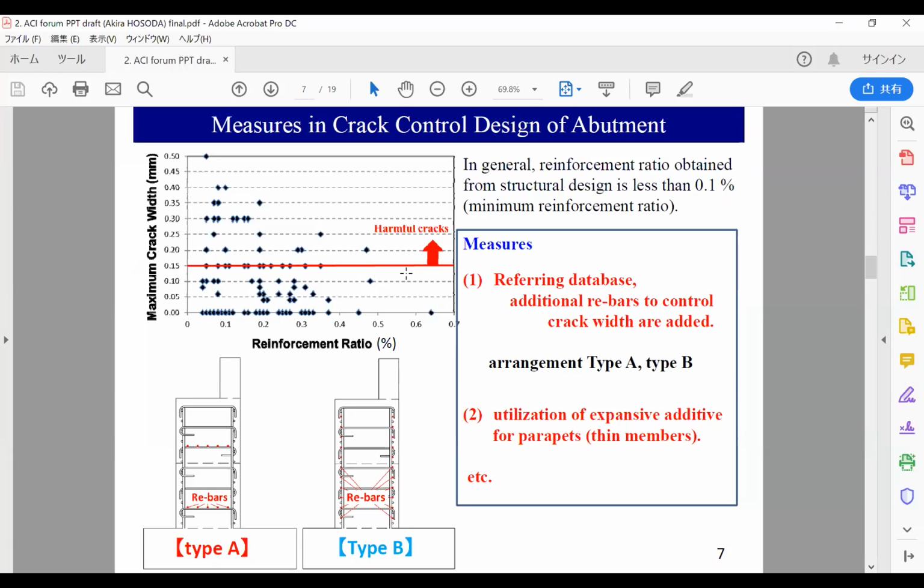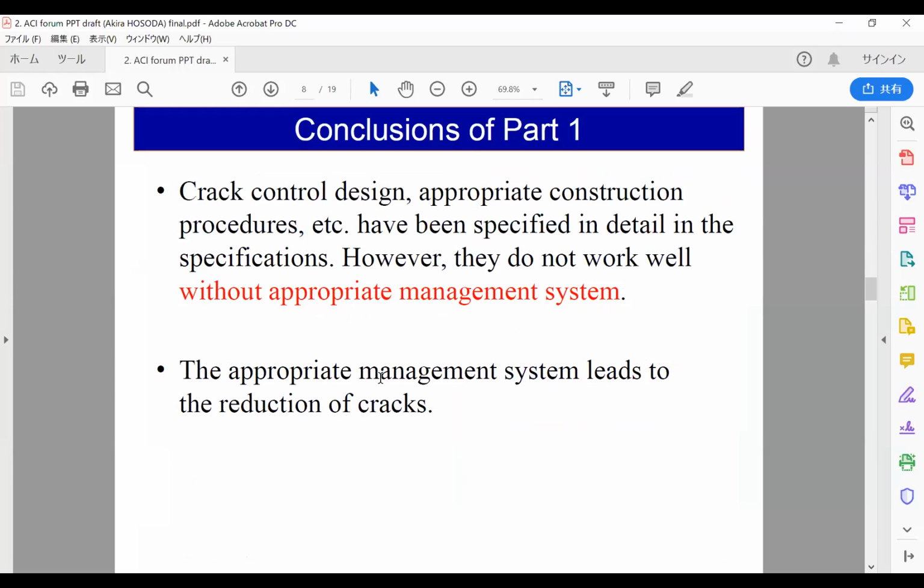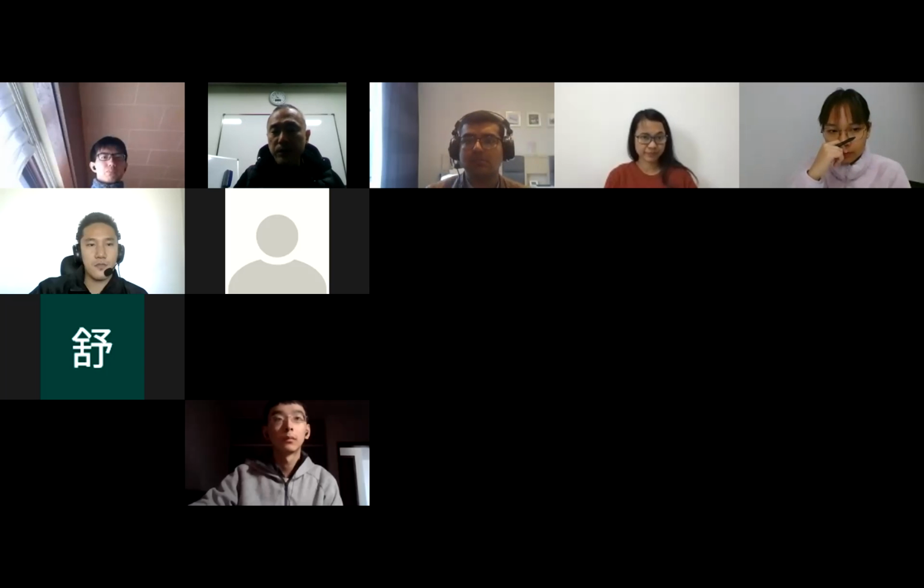So referring to this kind of data, additional reinforcing bars to control crack widths can be added. Roughly speaking, this is the kind of system. I must go into detail; otherwise, now you can have only a general idea or understanding. So gradually, I will go into detail. Do you have any questions up to this point?